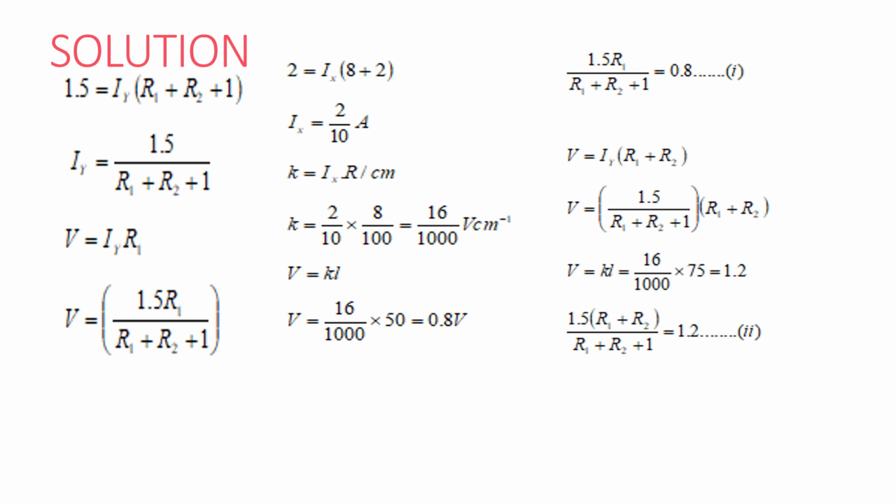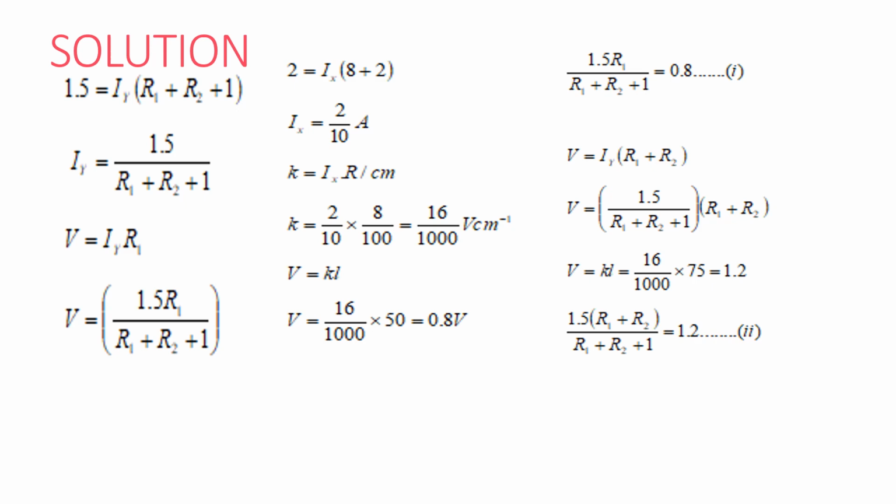So what we need to do is to first of all calculate the current from the lower circuit. Since the EMF is 1.5 and the total resistance is R1 plus R2 plus 1, therefore the current is 1.5 over R1 plus R2 plus 1. Now the PD across R1 is IY times R1. That gives us PD across R1.